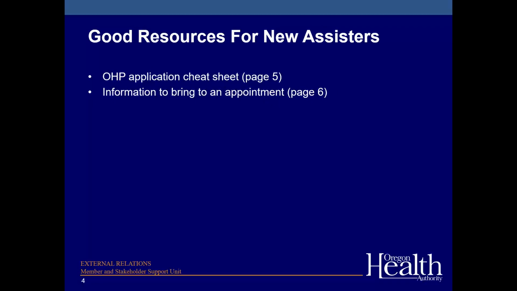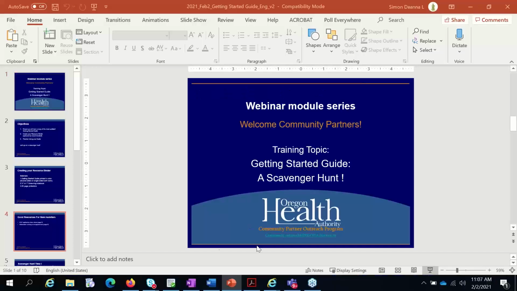The first thing we wanted to point out is a few good resources for new assisters. So if you have any new assisters on your team, or if you are a brand new certified assister, we wanted to point these out. It's on pages 5 and 6. The first one is the OHP application cheat sheet, and I will actually bring it up here.